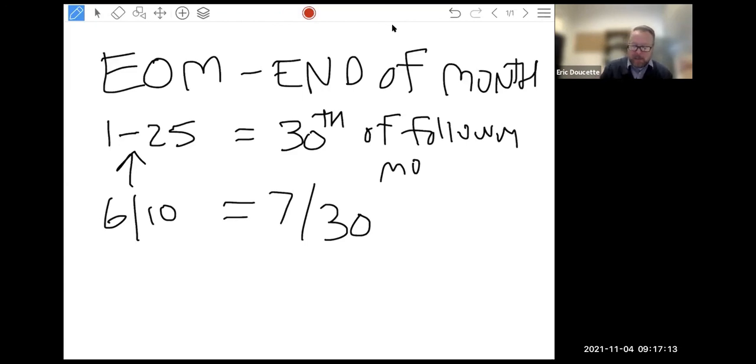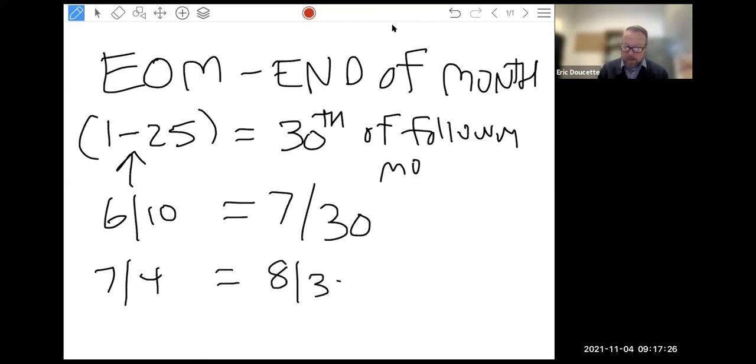Again, if I pick a different date, let's just say July 4th is when I ordered it. It's again within the 1 to 25 days. So therefore, it's not going to be due on July 30th. It's going to be due on August 30th. So that's called end of month, and it's always that date. However, with end of month, what happens if your invoice is after the 26th of the month? And that's what I'm going to look at next.